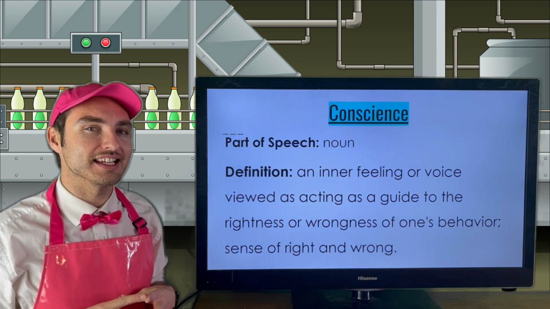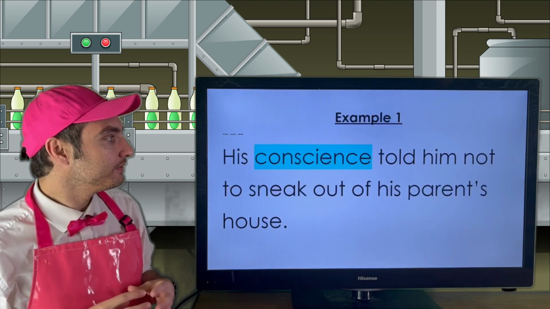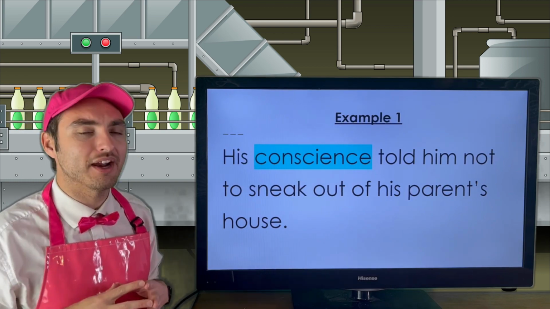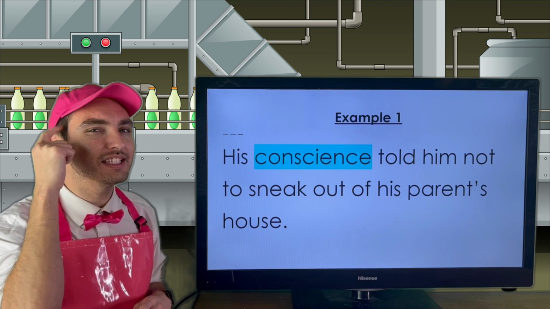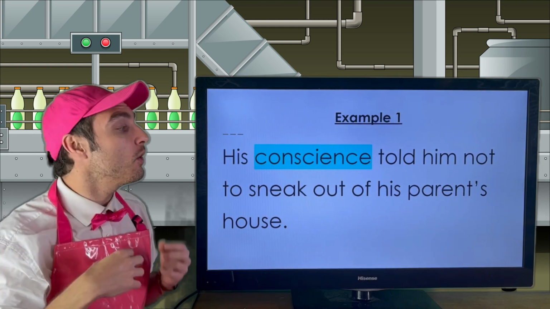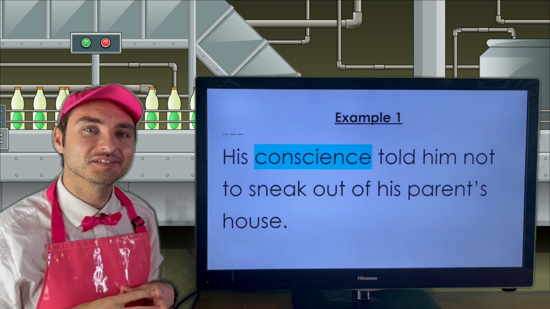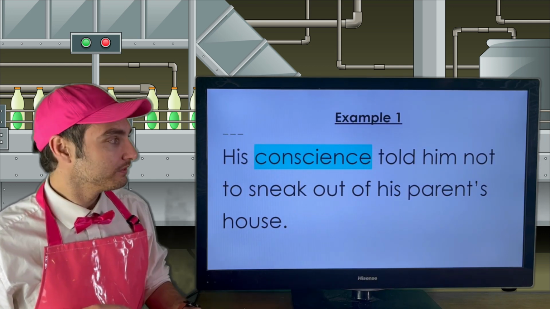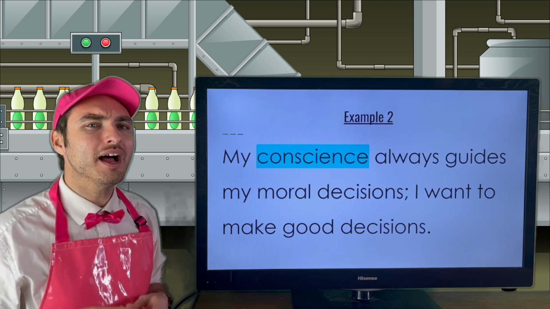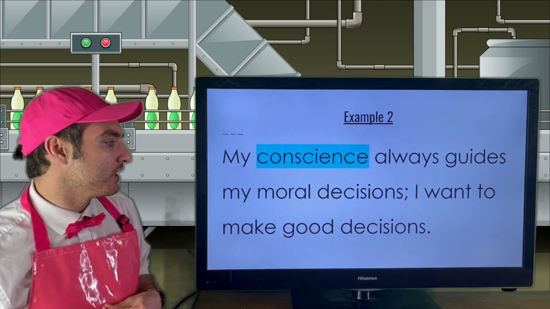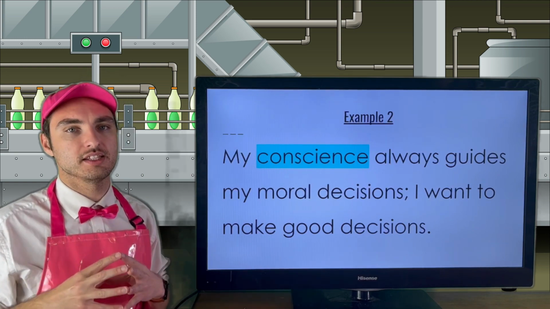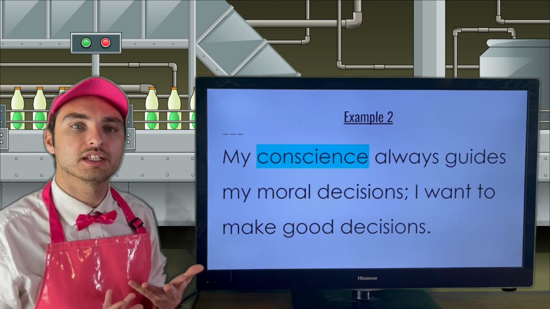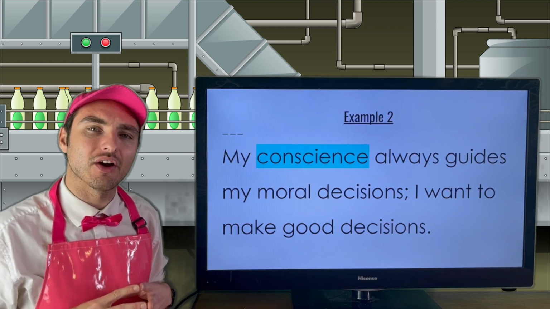Let's see how it's used in a sentence. Example, his conscience told him not to sneak out of his parents' house. Don't do it. That little voice in the back of his head, his conscience, was telling him that it's not a good idea. So that's how we use it as a noun. Let's see how it's used in another sentence. Example, my conscience always guides my moral decisions. I want to make good decisions. So here, once again, we're seeing it used as a noun, as a guiding force, as a moral compass. That's how you can kind of think about it.